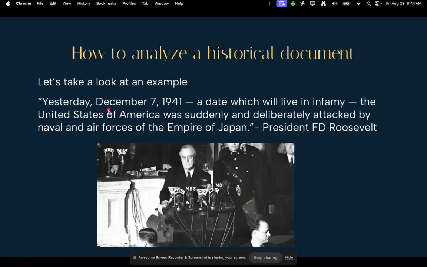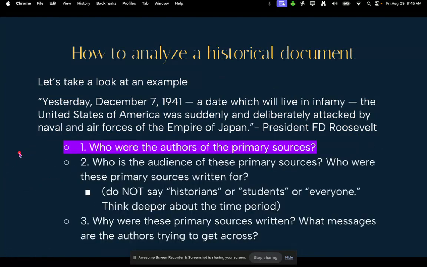Yesterday, December 7th, 1941, a date which will live in infamy. The United States of America was suddenly and deliberately attacked by naval and air forces of the Empire of Japan. So this is what President Franklin D. Roosevelt said.